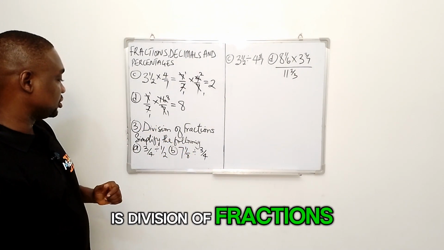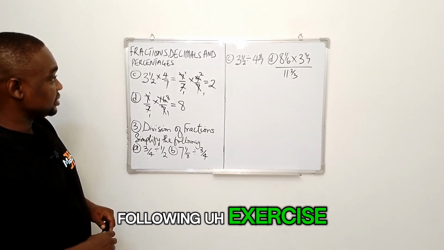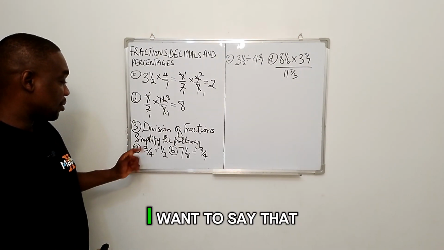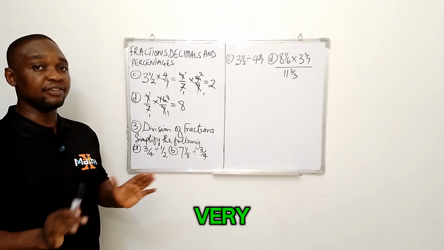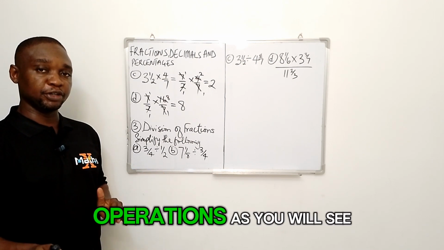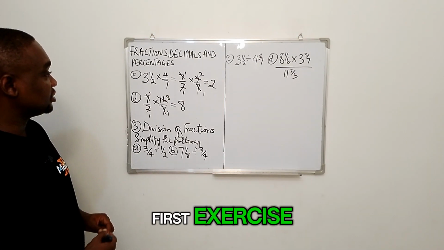So, my dear students and viewers, for our third mathematical operation involving fractions, we will be dividing, that is division of fractions. So let us simplify the following exercise. There are about 4 of them. I want to say that, first of all, division and multiplication are very, very related in terms of operations, as you will see. So let's try the first exercise here.